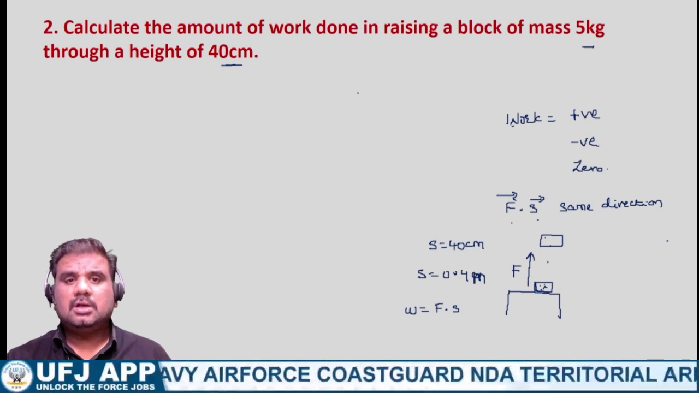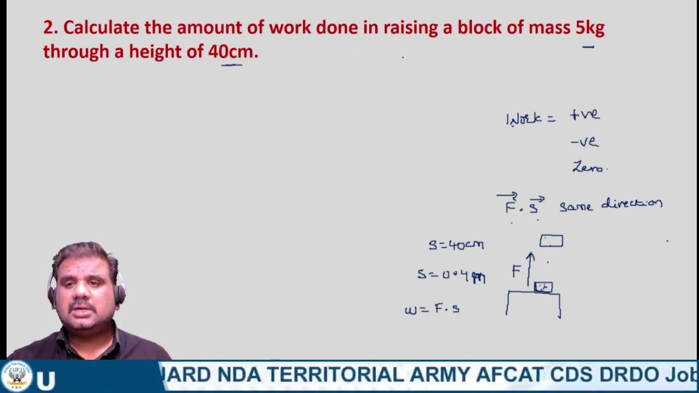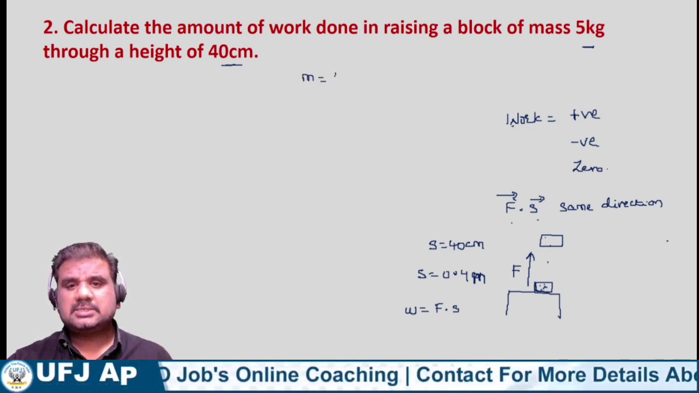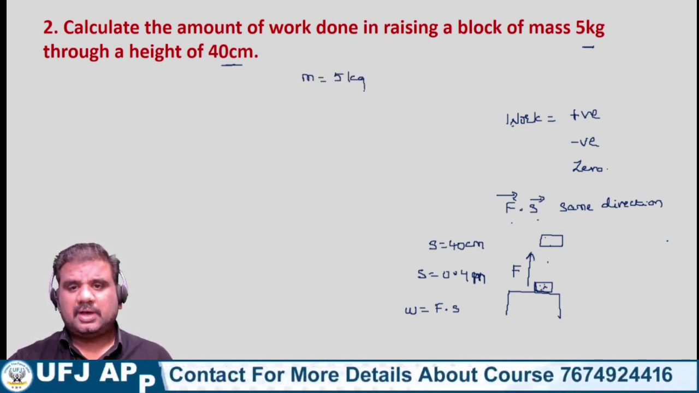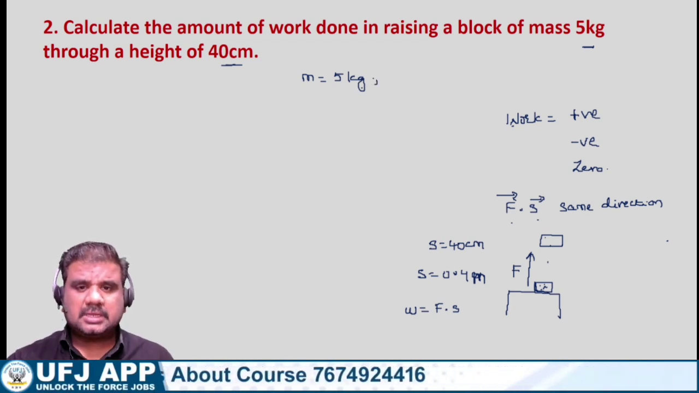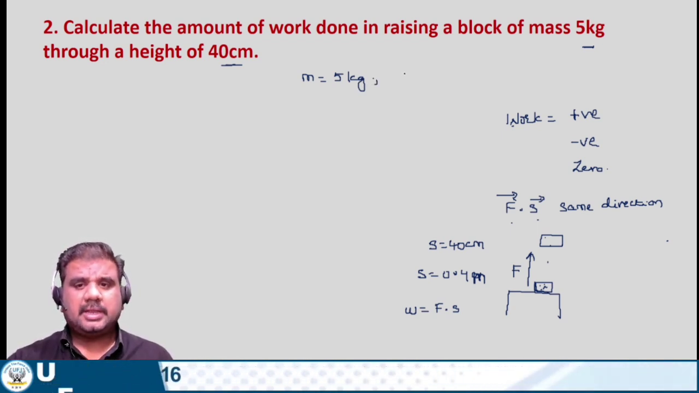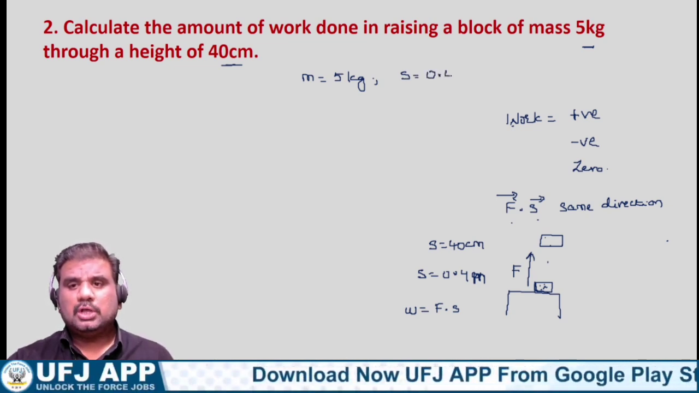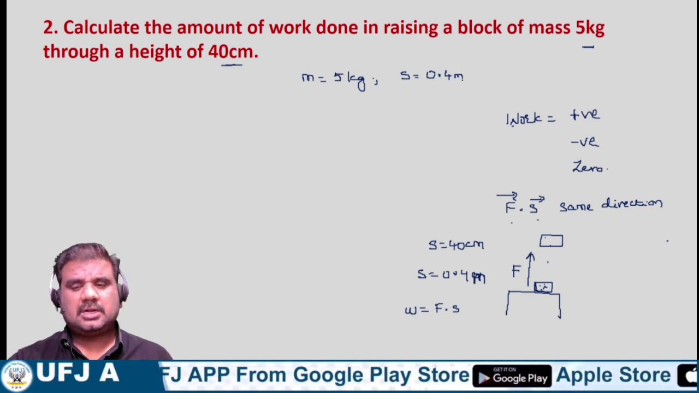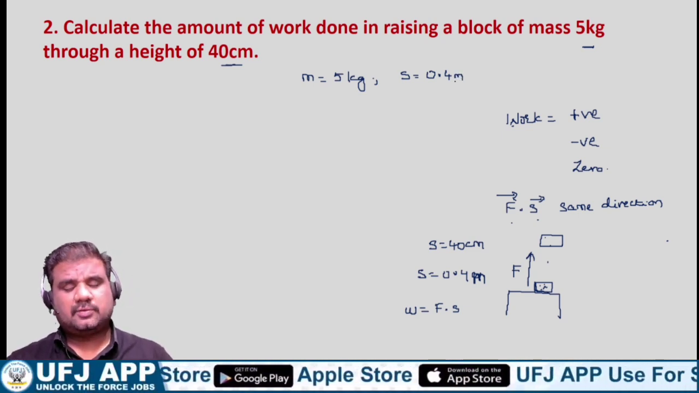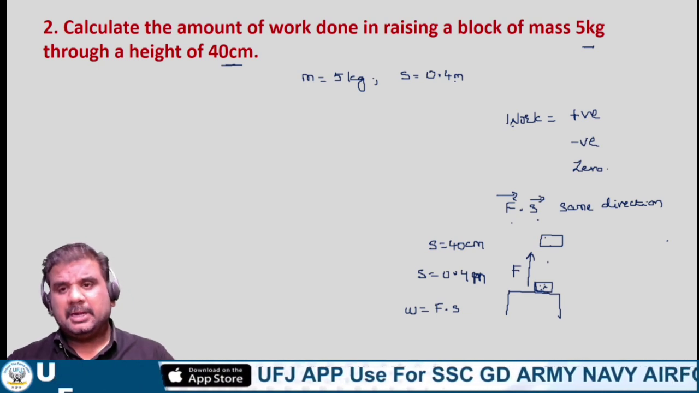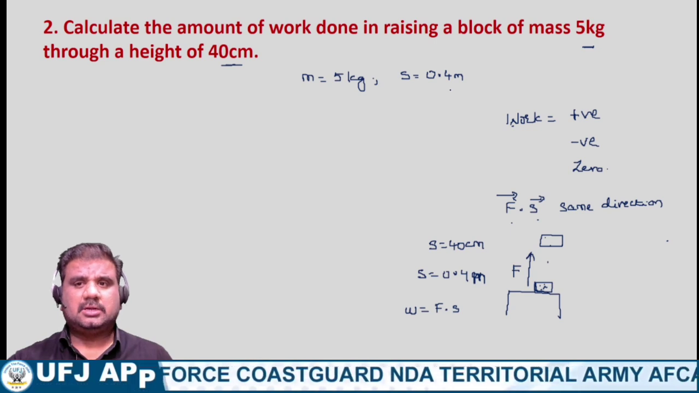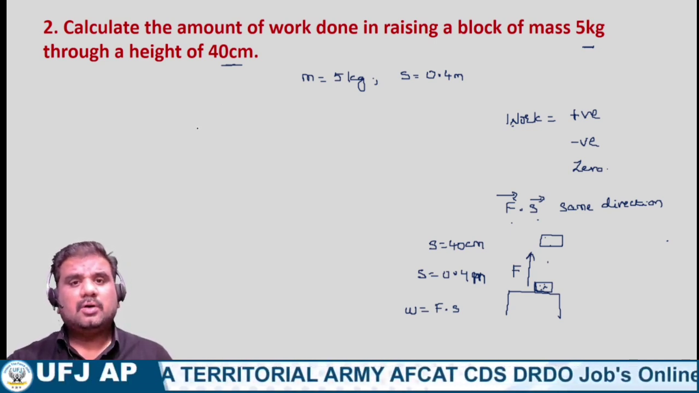Right. So here, calculate the amount of work done in raising a block of mass. So what is the mass? Mass is equal to 5 kgs. At the same time, in this particular case, the displacement is nothing but height, that is equal to 0.4 meters, because that is nothing but your 40 centimeters. మనం ఎప్పుడైతే మీటర్ లో కన్వర్ట్ చేస్తున్నామో you're writing this as 0.4 meters. So at the same time, work కావాలి.